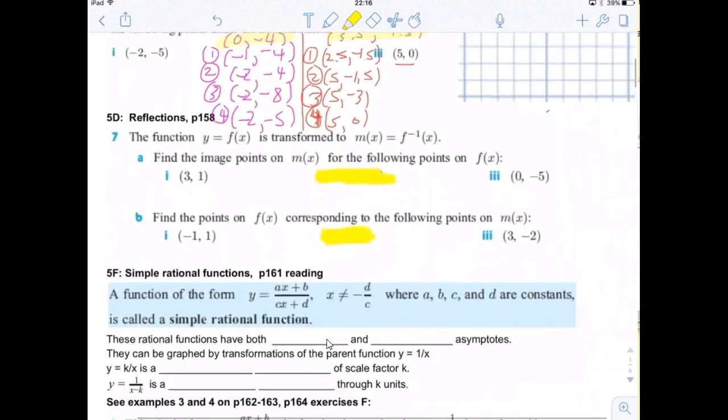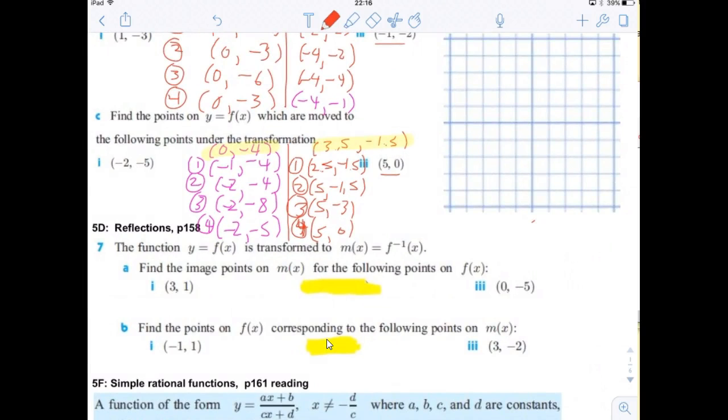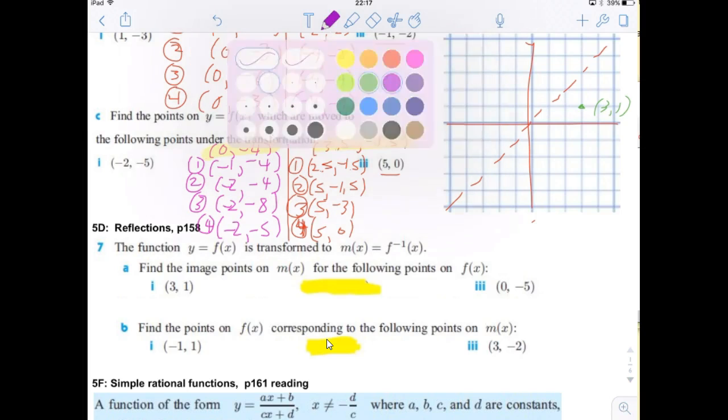Okay. 5D, reflections. The function y equals f of x is transformed to m of x equals the inverse function of f. Find the image points on m of x for the following points on f of x. Okay, one thing you need to remember about inverse functions is that inverse functions can be found by reflecting about the diagonal line y equals x. Okay, so let's say I have a point 3, 1. What does that look like when you reflect it about y equals x? It becomes the opposite, which is 1, 3.